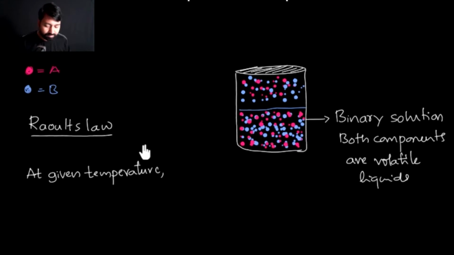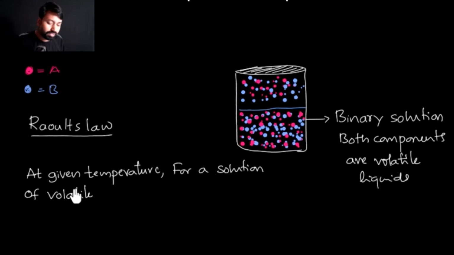For a solution of volatile liquids, volatile means the liquid which easily evaporates. You can take the example of petrol. When you keep it in a vessel, it evaporates very easily. It means that petrol is very volatile. Okay, volatile liquids.